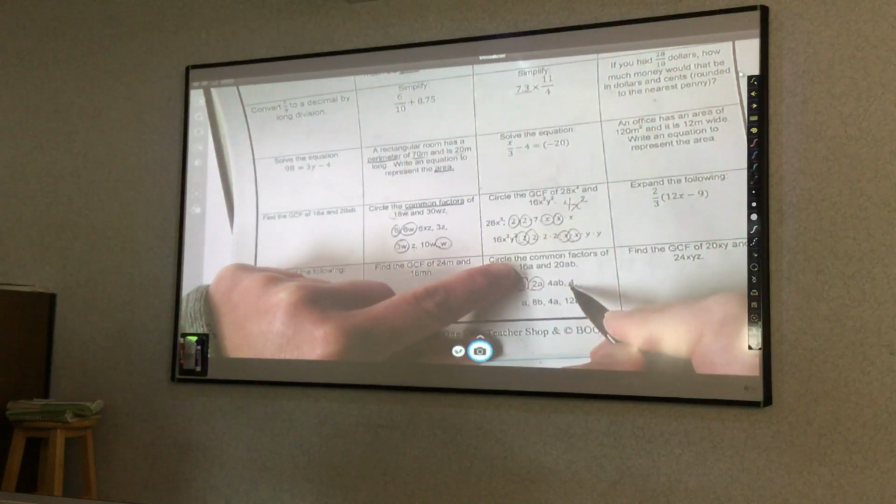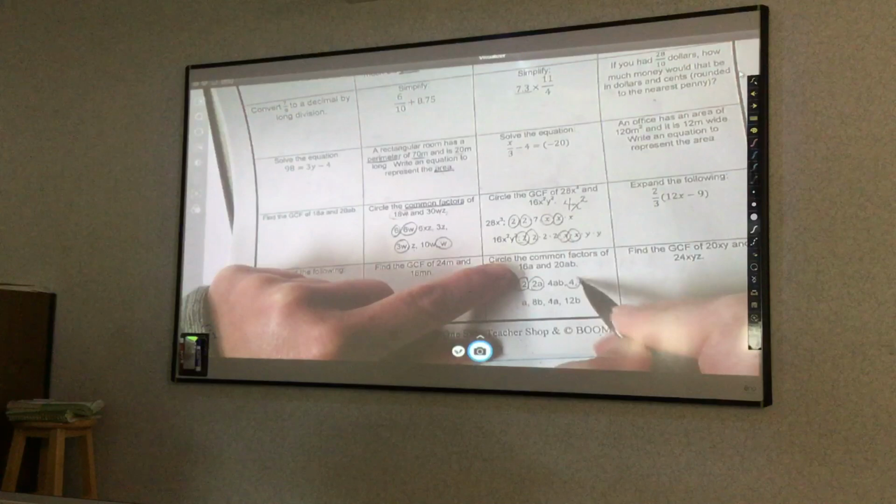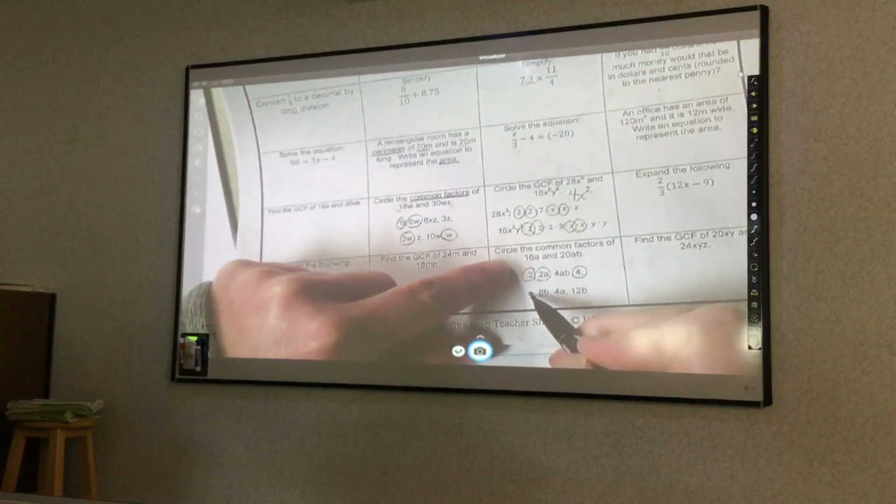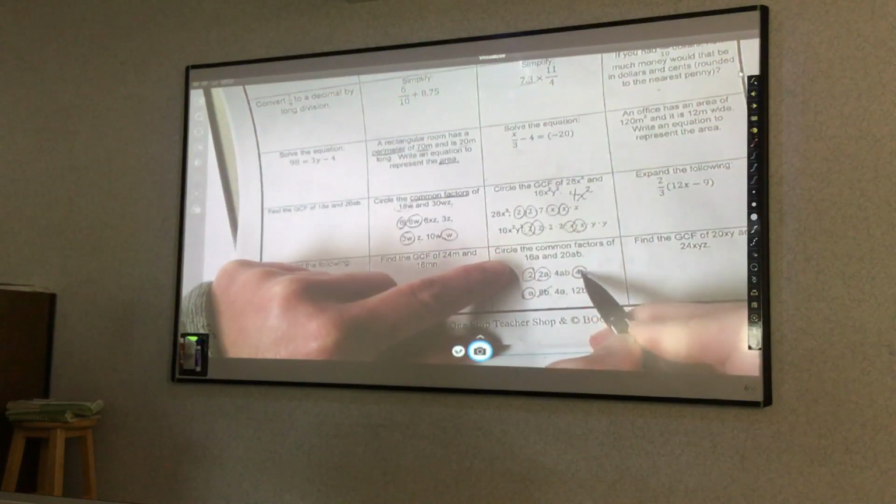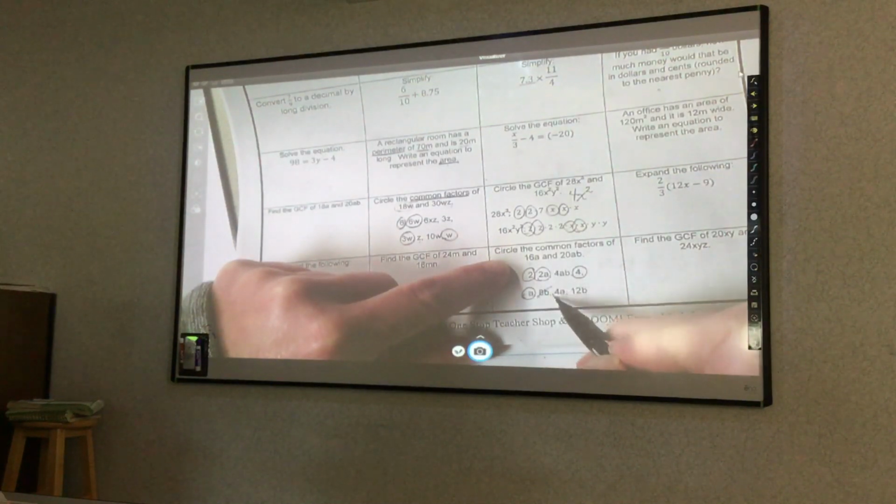Does 4 work? Yes. A? Yes. 8? Nope, because 8 doesn't even work. 4a? Yes, because if 4 works and a works, 4a is going to work. 12? Nope.